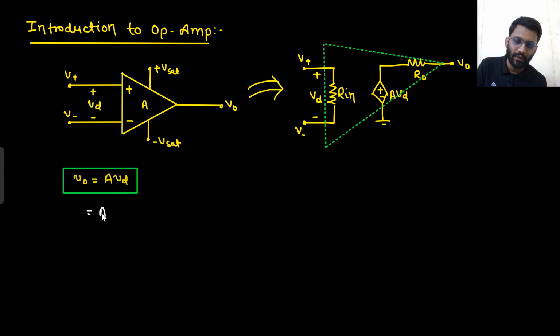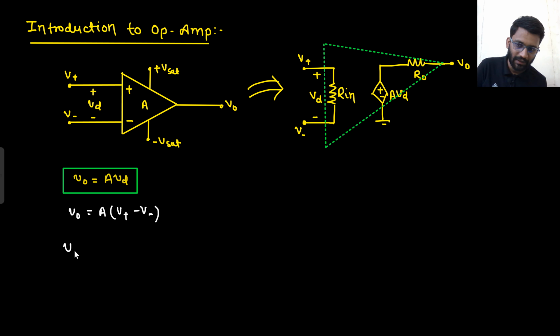Or what else can you write? What is your Vd? Vd is V positive minus V negative: the voltage of the positive terminal minus the voltage of the negative terminal. It's not V negative minus V positive. It is V positive minus V negative. This is your V naught.